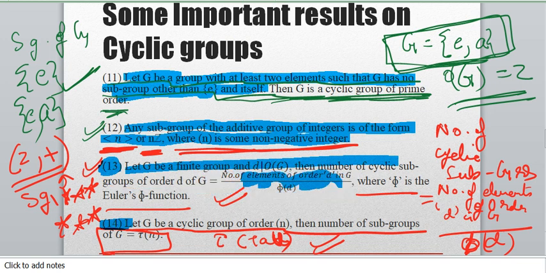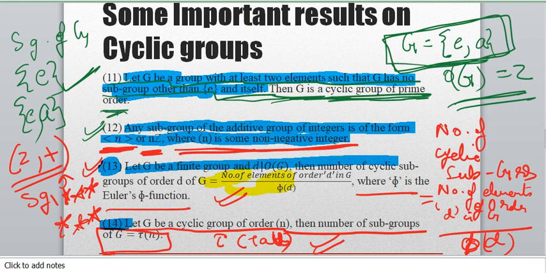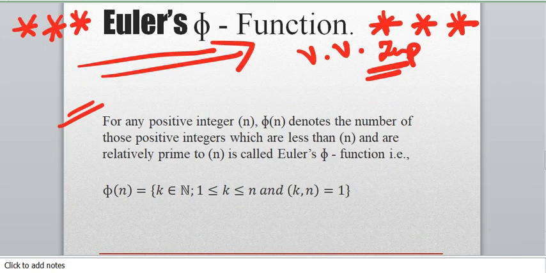Actually I'm mixing color with color. Okay, let me remove that part and highlight it with yellow. We'll be using this formula, but for that you must know Euler's function. So let us continue with Euler's function.